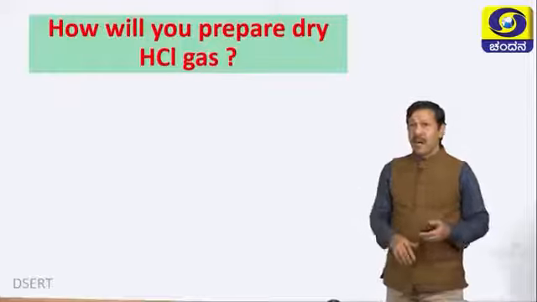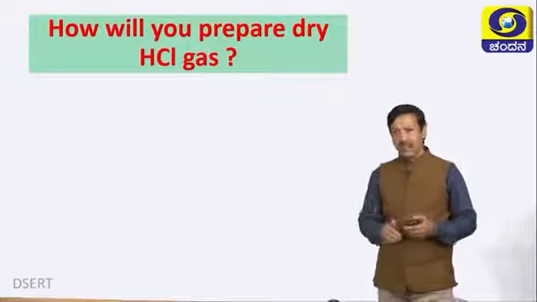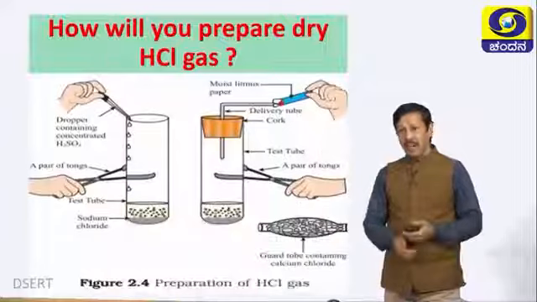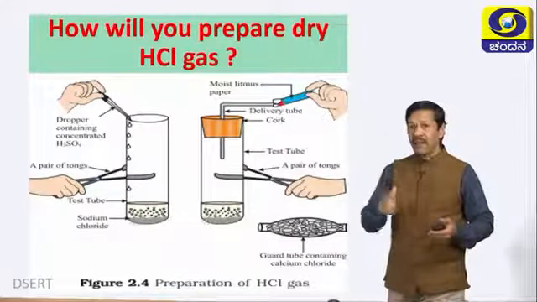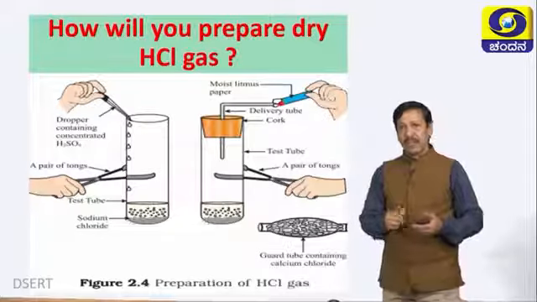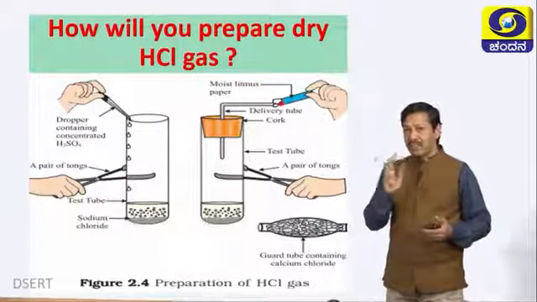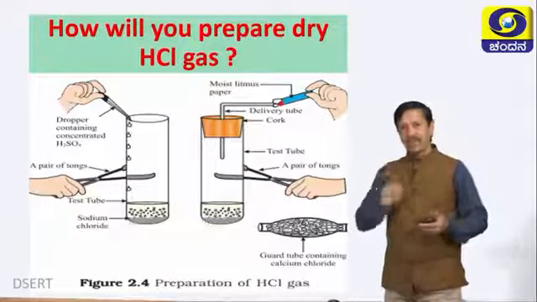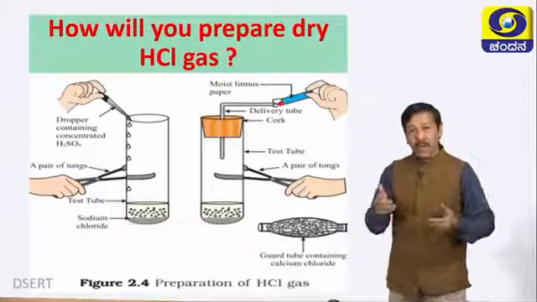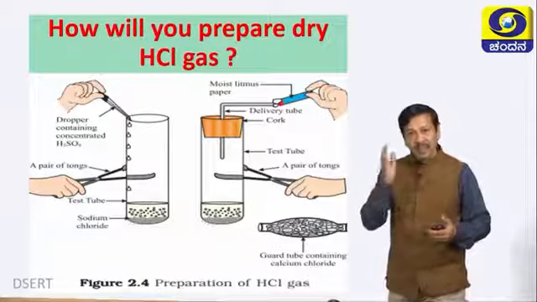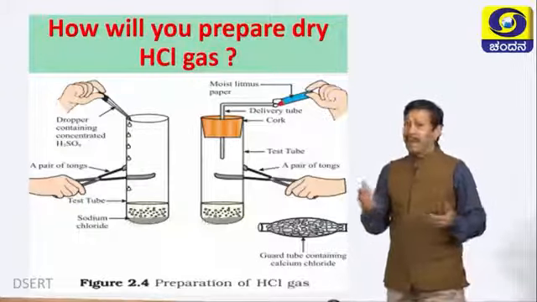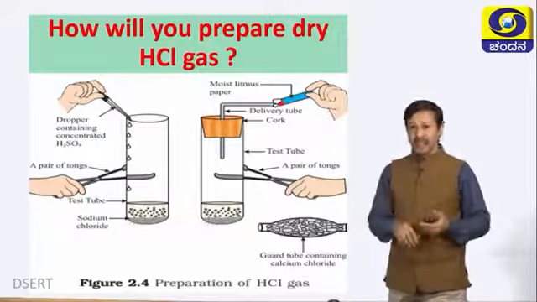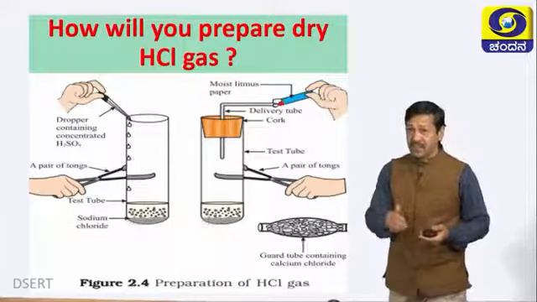Now let us move on to the next one. That is, how will you prepare dry HCl gas? This is the diagram. If you observe this one carefully, you will easily identify how to do this. First you have to take concentrated H2SO4 solution in a test tube, and add, what you have to add? Guess? Yes, sodium chloride. Put some amount of sodium chloride and you are getting HCl. So, this is how to prepare the HCl gas.